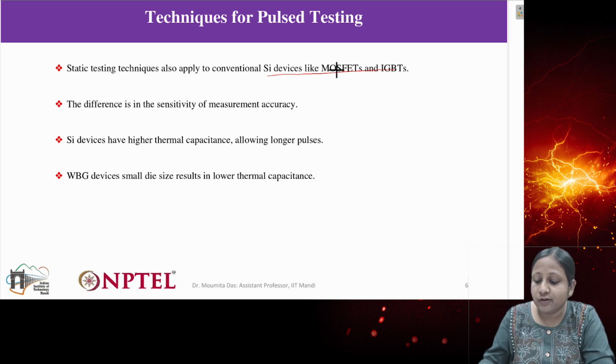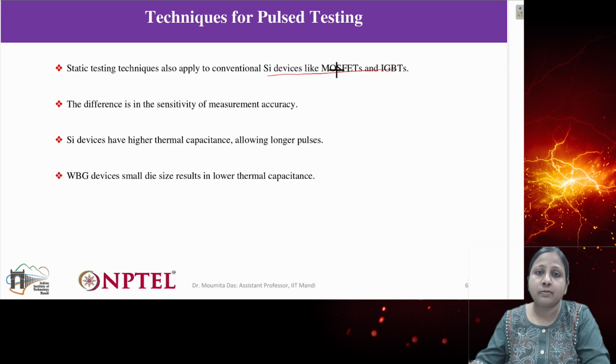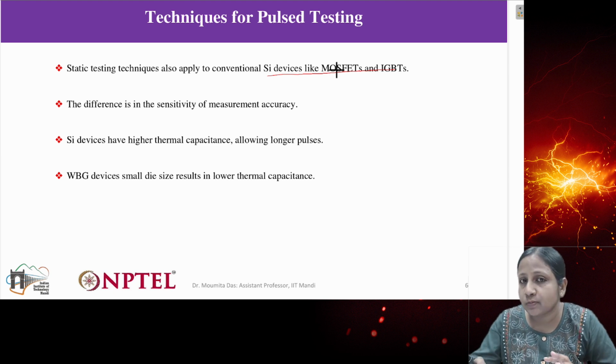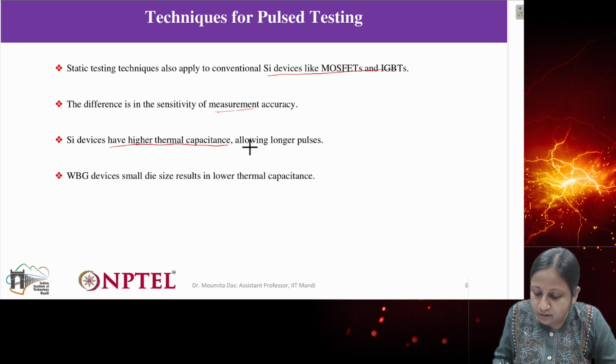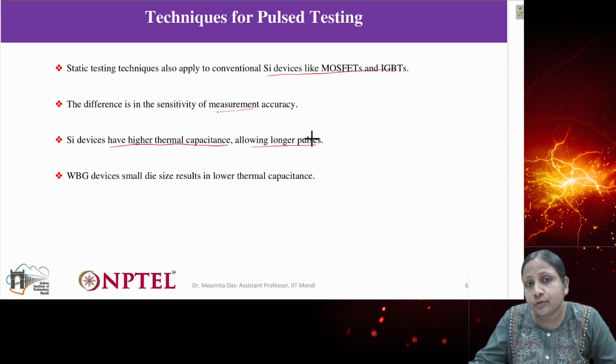Let's say silicon MOSFETs and IGBTs. Whatever data are available in the datasheet should be the same for any wide bandgap devices. The difference in sensitivity and measurement accuracy makes the difference. Silicon devices have higher thermal capacitance, allowing longer pulses, but GaN and silicon carbide, especially GaN, have much lesser capacitance. That is why the pulse width required for the GaN device should not be as wide as for the silicon device.